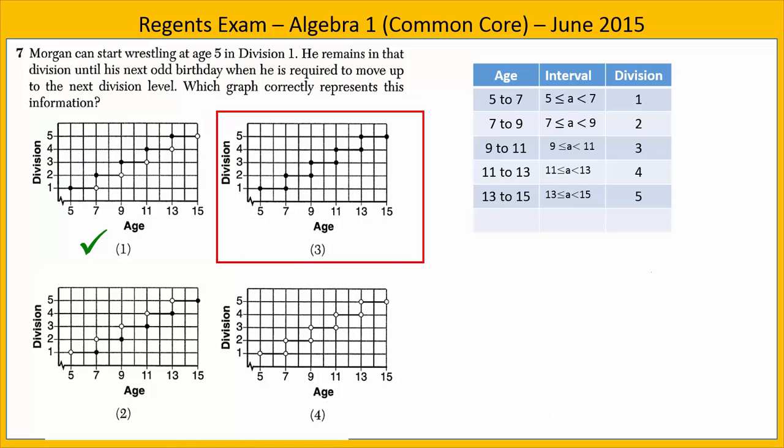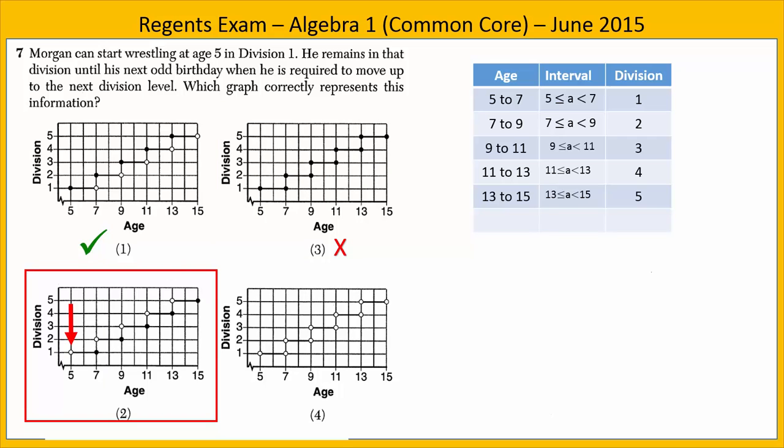Let's look at choice 3. At 5 years old, Morgan is in division 1. That sounds correct. But look what happens at 7. There are 2 closed circles on that graph, which suggests that Morgan is in both division 1 and division 2 when he turns 7 years old. That doesn't make any sense. Same thing at age 9, age 11, age 13. Choice 3 certainly doesn't seem correct.